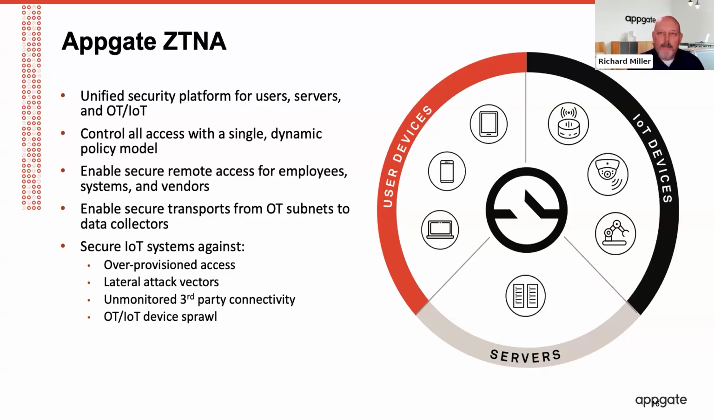So AppGate flips that model. We use identity, device posture, time, location, and other criteria to dynamically control who can talk to what. So that one policy engine governs all access for users, data collectors, data aggregators, whether it's in IT or OT or somewhere in between.